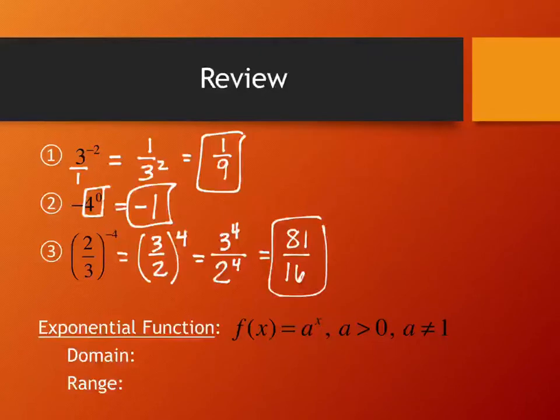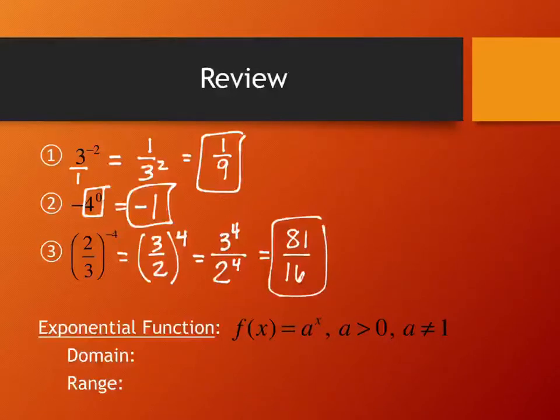We also have to have the case that the a can't be 1. And the reason it can't be 1 is because what's 1 to any power? 1. Right? It's a horizontal line. That is not an exponential function. It doesn't have any of the other properties.